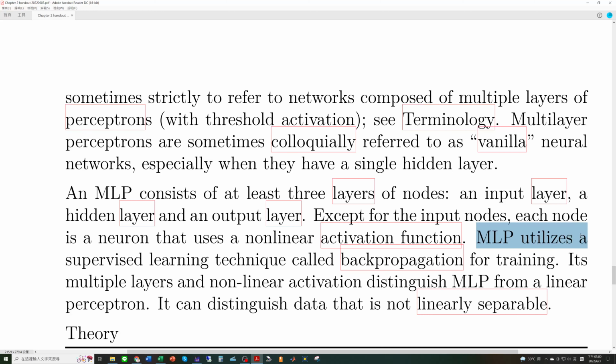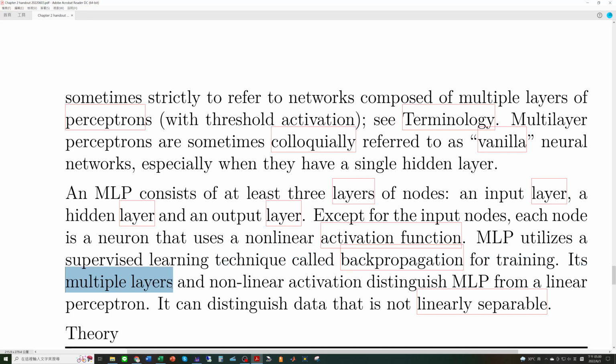MLP utilizes supervised learning. I have introduced what supervised learning is in chapter 1. If you forget it, please review the handout of chapter 1. It uses a supervised learning technique called backpropagation for training. I will introduce what backpropagation is later.